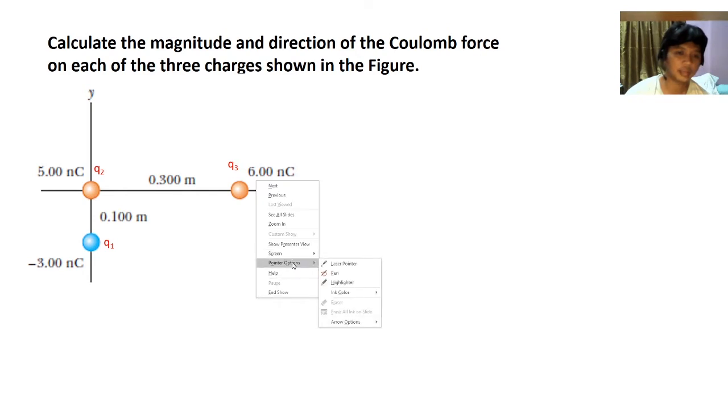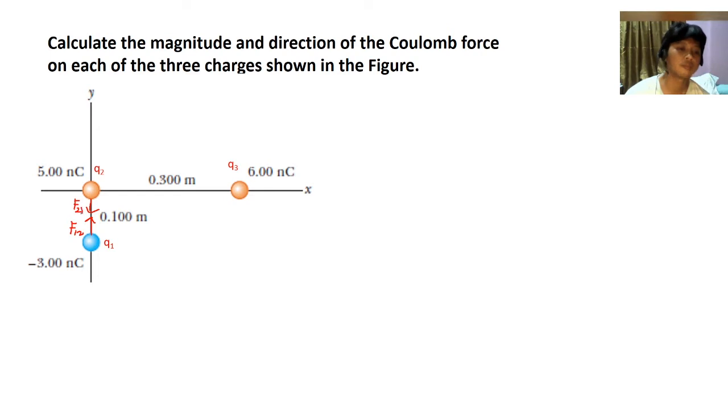I know that Q1 is going to be attracted to Q2. And so how do we illustrate that? We draw force vectors and we call this first vector F12 and this other vector F21. But we're only interested in F12 because it is the force acting on Q1, and we are only going to solve for Q1 for this example. You can do Q2 and Q3.